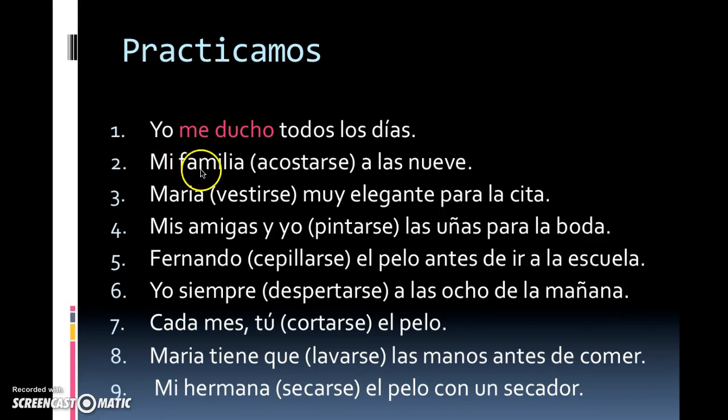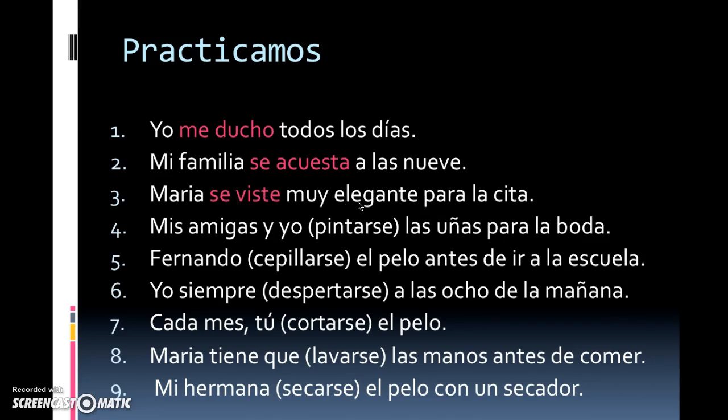It just so happens that mi familia is in the bottom of the left-hand side of the pronoun chart, so it's still going to be se. Acostar is what's left because I've gotten rid of se. And then I take off the AR. This is an O to UE changing verb. So it's mi familia se acuesta.